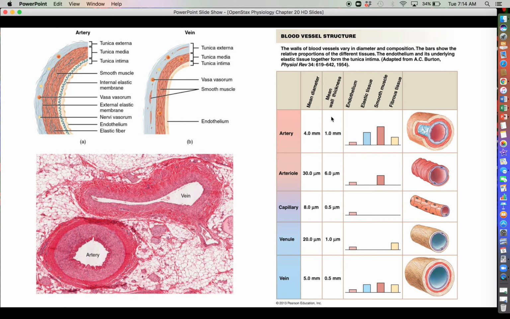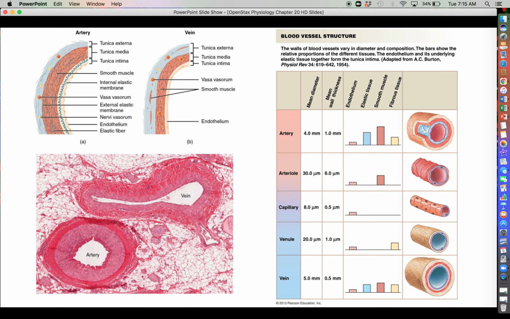And then if you look at the thickness of the wall, even though the vein has a wider diameter than an artery, the artery ends up having a wall that is twice as thick as the vein. And if you look at the diagrams on the left, you can actually see what this ends up meaning. You can see that the vein ends up having a much thinner wall, and that in part contributes to the vein kind of looking like it's collapsed in on itself.